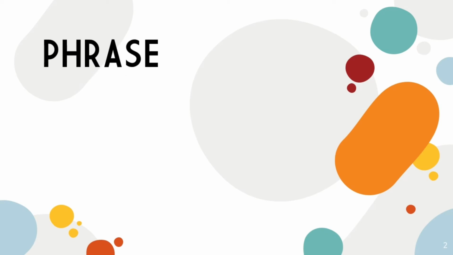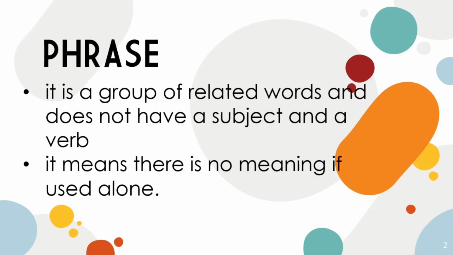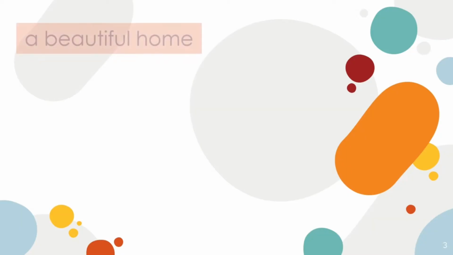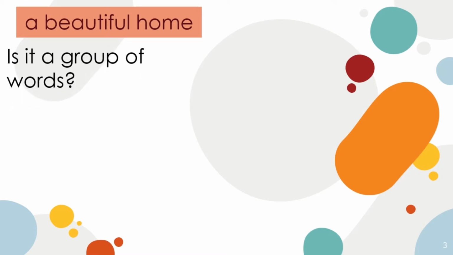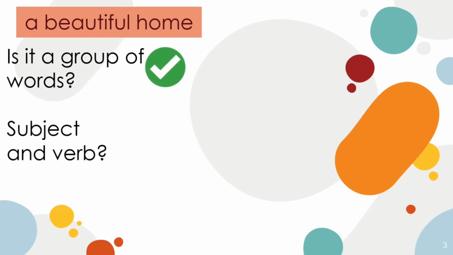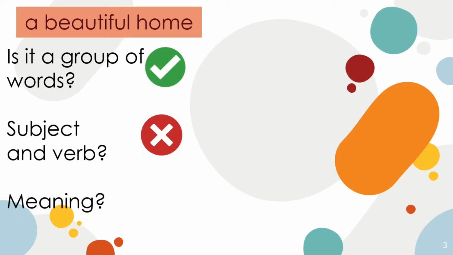Let's start with phrase. When we say phrase, it is a group of related words and does not have a subject and a verb. It means there is no meaning if it is used alone. Let's look at this example. When I say a beautiful home, is it a group of words? Yes. Does it have a subject and verb? No. Does it convey a meaning? No. So a beautiful home is an example of a phrase.